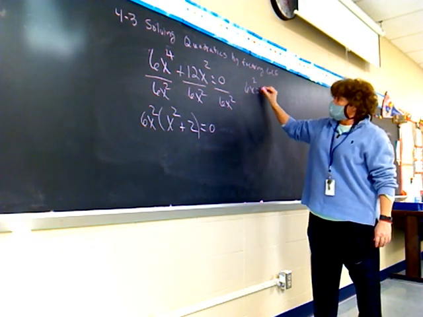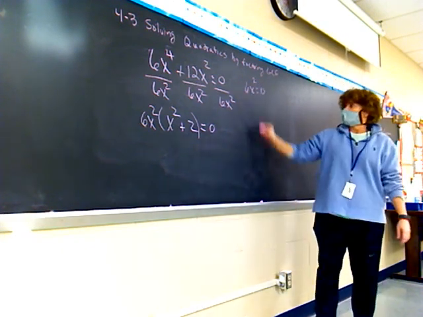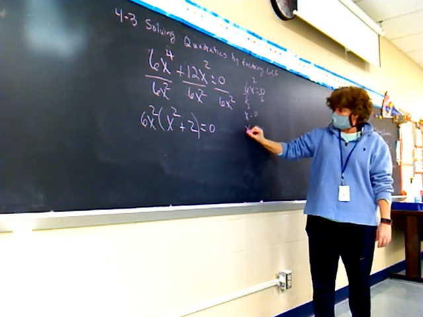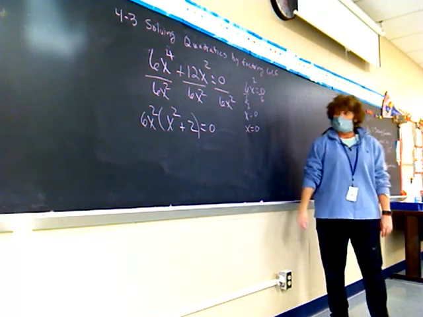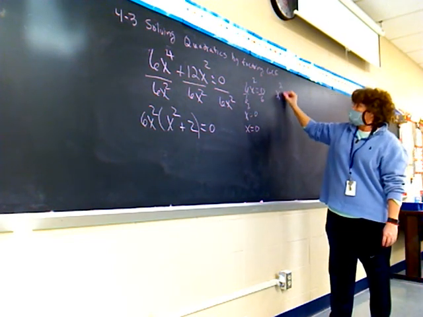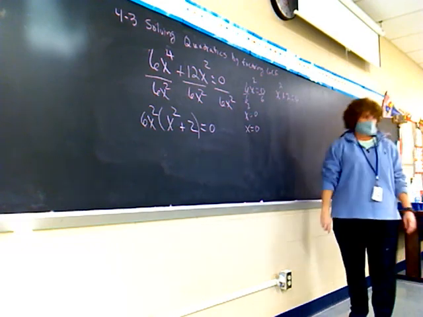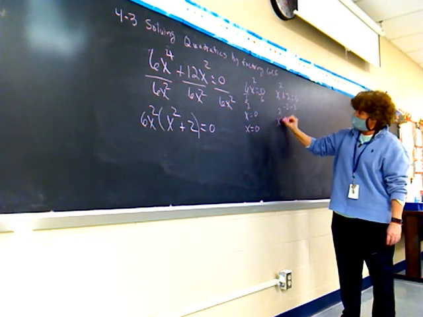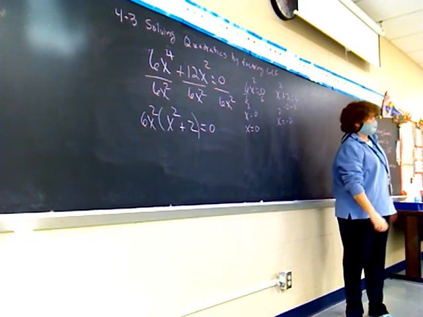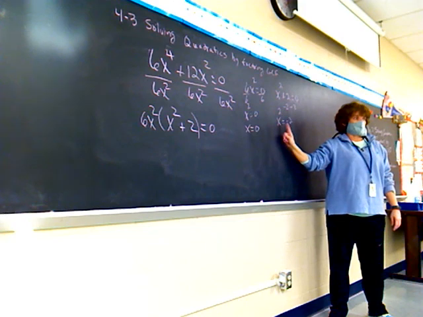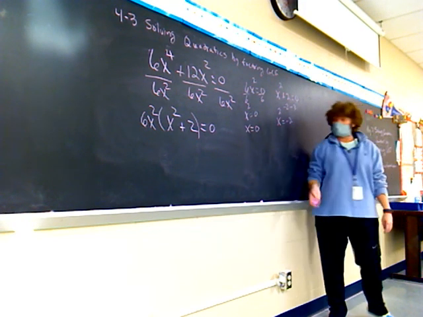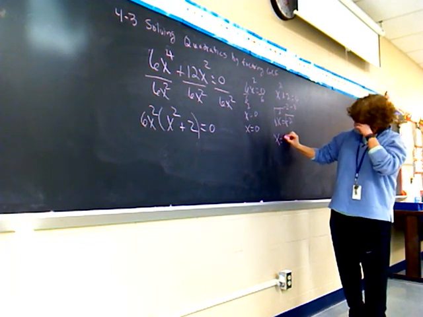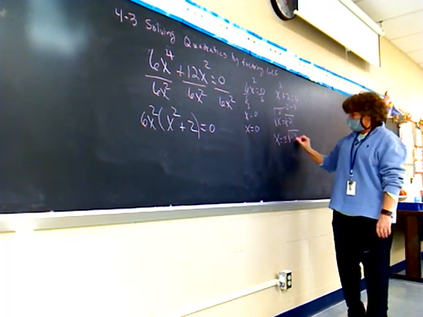6x squared equals 0, just like the last problem. When I divide by 6, I get x squared equals 0, so x equals 0. x squared plus 2 equals 0. Okay. I'm going to subtract 2 from both sides. So we're going to get x squared equals negative 2. Guys, to undo a squared number, you have to square root it. So we're going to get x equals plus or minus the square root of negative 2.